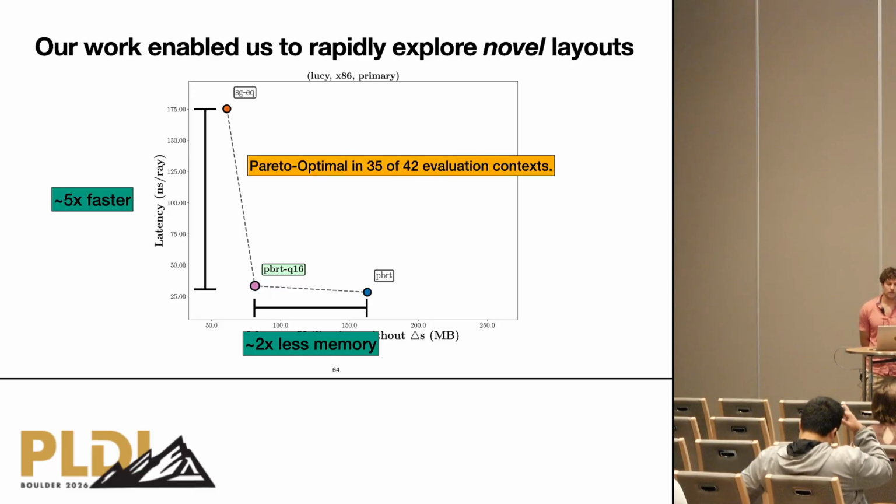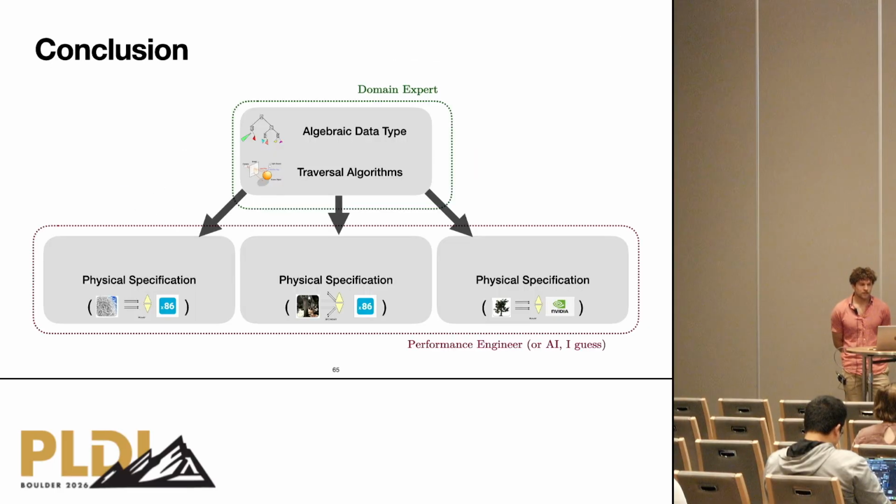But most importantly, what we saw is that PBRTQ16 is Pareto-optimal in 35 of the 42 different evaluation contexts we were looking at. And so I think the main takeaway that we're trying to get at here is that physical layouts are important for these acceleration structures when seeking peak performance. And we believe this decoupling of data layout optimizations is crucial for making performance engineering as productive as possible. Thank you.